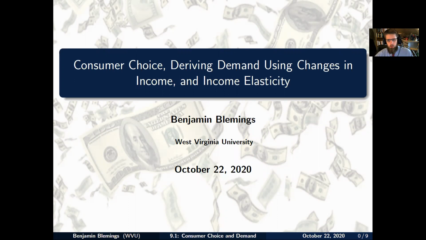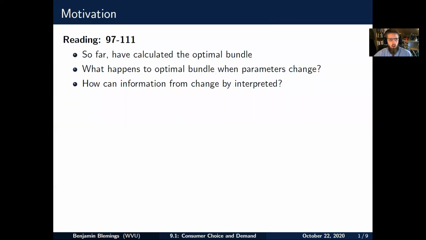But yeah, this is a really important section, so hopefully you've done the reading so far, pages 97 to 111. So far we have calculated an optimal bundle, but we want to know what happens to the optimal bundle when parameters change, like your income or the prices, and then how can the information from this change be interpreted? And the hint is it's kind of the demand curve.